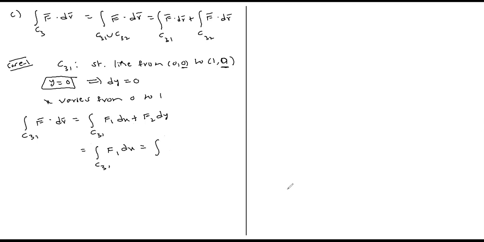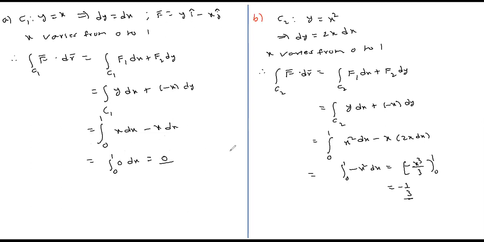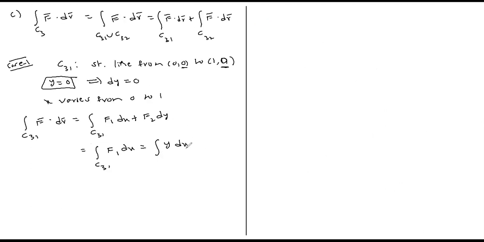Now what is f1? f1 is y. So y dx, x varies from 0 to 1. But what is y? 0. 0 dx. So the answer is 0. Is it okay? Now let us find the integral along case 2.